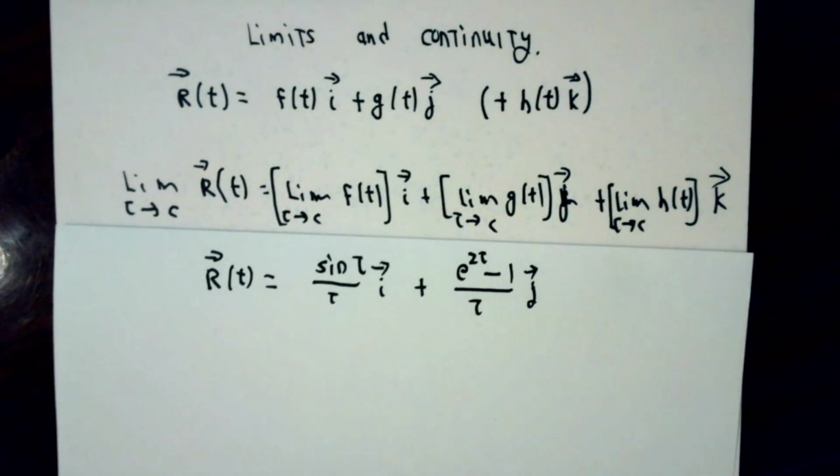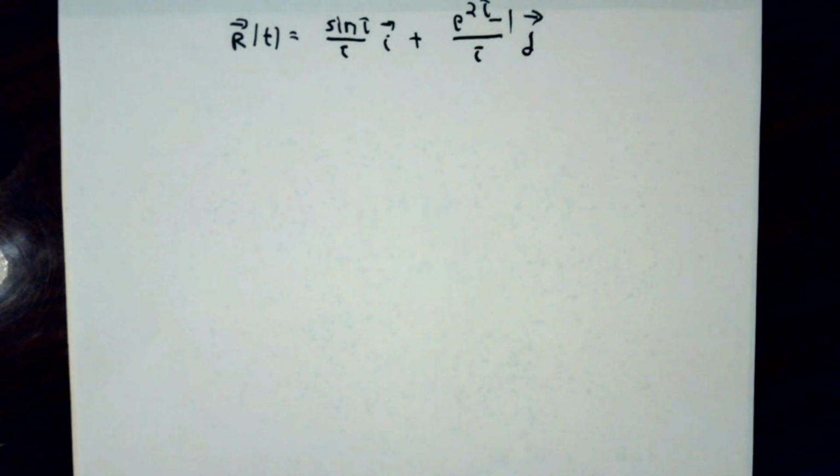What I'd like to investigate is, if t is allowed to get real close to 0, do the resulting vector values approach some particular vector or not? Does the limit exist? Since t equals 0 is the only place where this function can potentially be badly behaved, let's look at the limit as t approaches 0 of this.